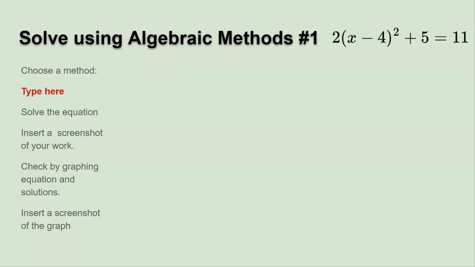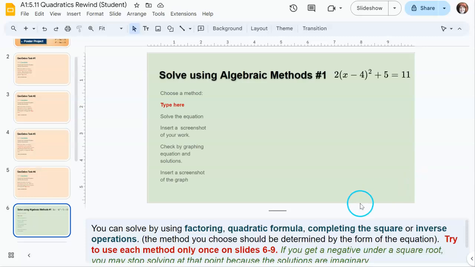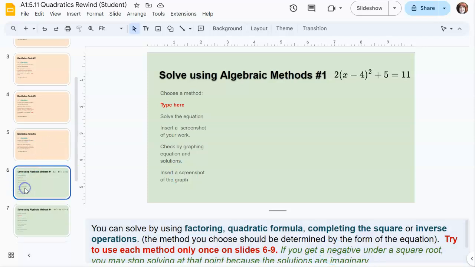All right, the next part of the slides includes solving by using algebraic methods. Now I've given them 4 different slides and they need to choose a method. Those methods will be in their show notes. So down here they can solve either using factoring, quadratic formula, completing the square, or inverse operations. On the very first one, you can kind of tell which one they're going to do here, at least I hope so. And then once they've chosen that, take it off the list, because they want to try to use each method only once as they go through.